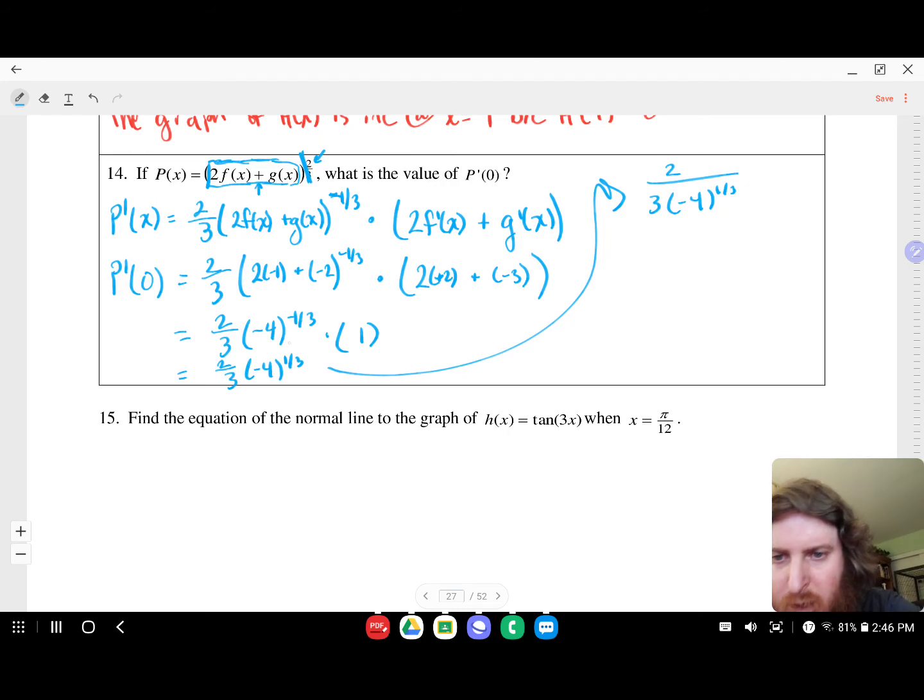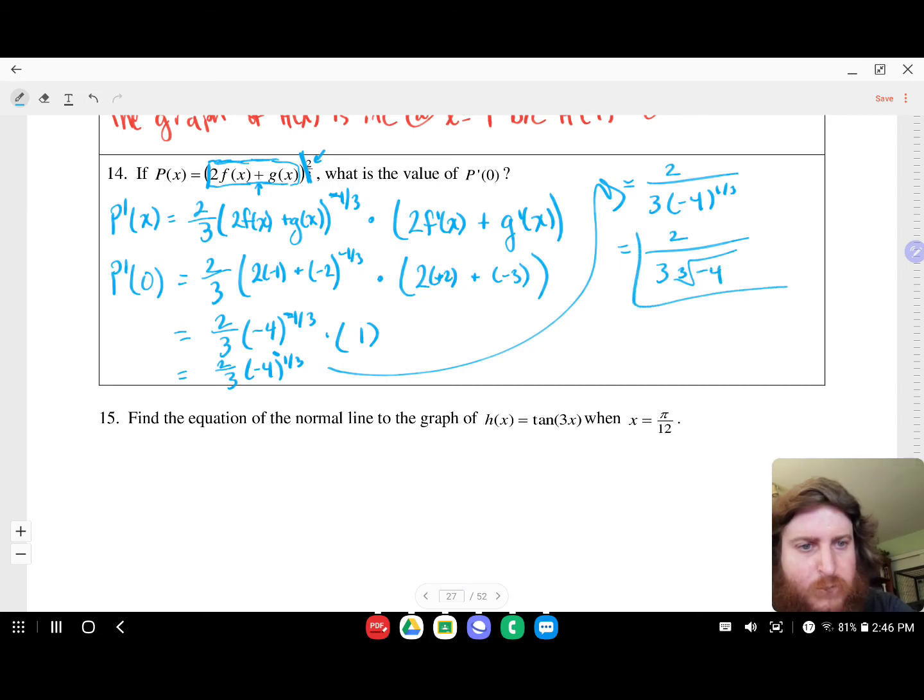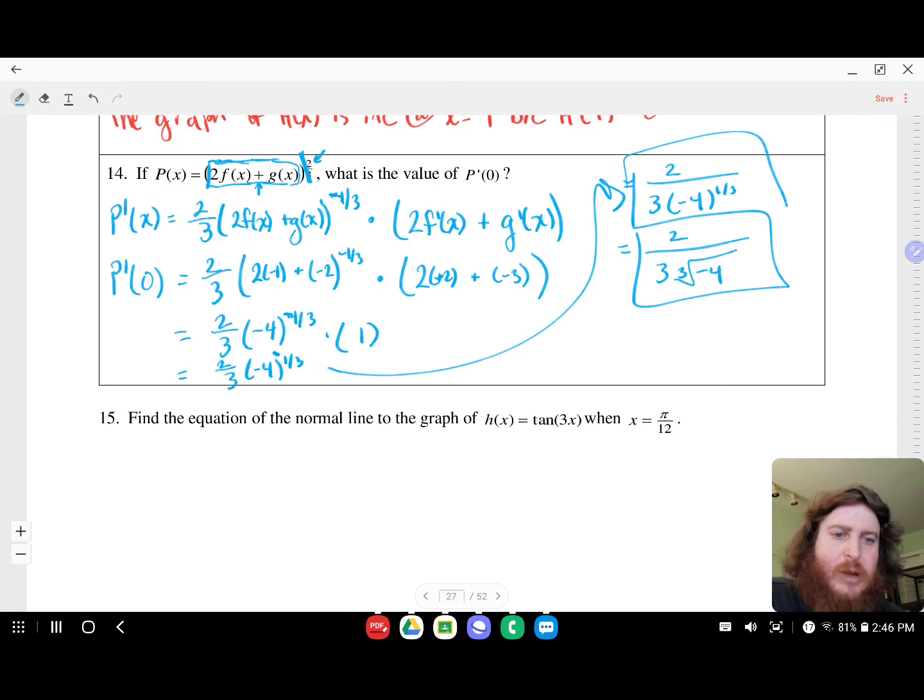There was a negative in there, negative 1/3 power. We're going to make that negative exponent go to the bottom. And then now we can say 2 over 3 cube root of negative 4. Right? Because 1/3 power is a cube root. So, I mean, this answer would have worked too, but I like to get into radical form. We cannot take the cube root of 4, right? We could take the cube root of 8.